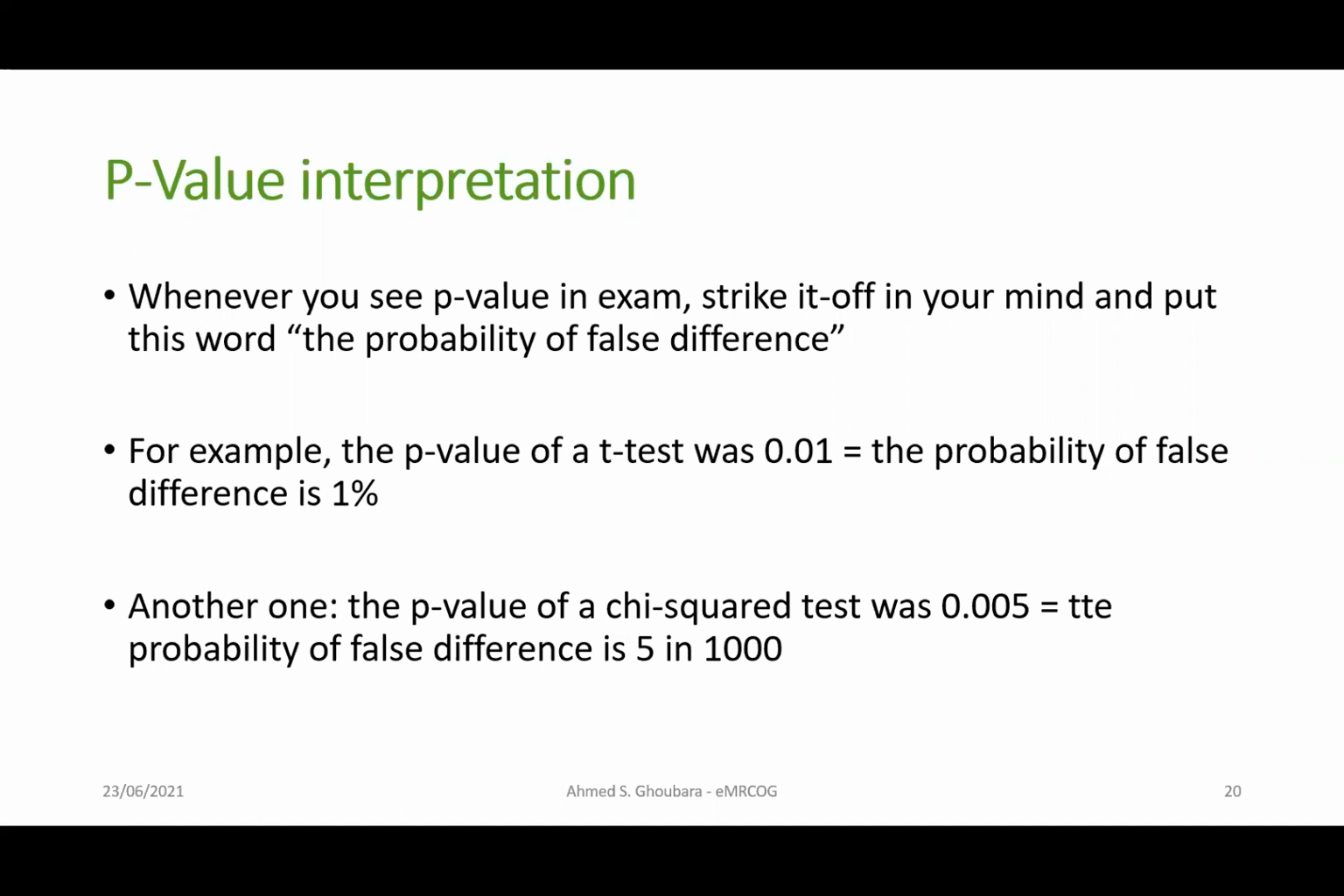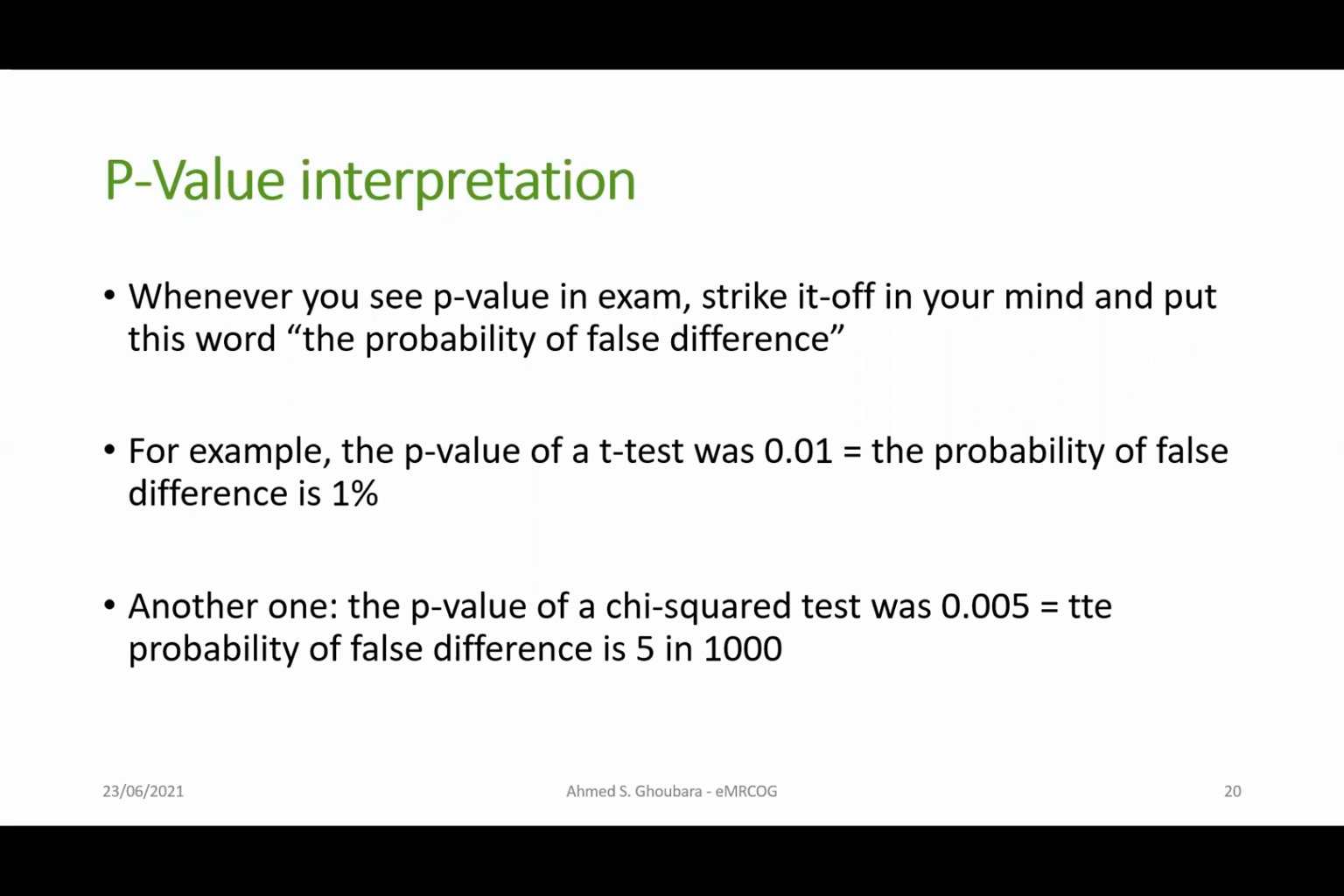So suppose that the t-test told you that the p-value of the t-test was 0.01. I will come to the concept of the t-test and chi-squared and the type of statistical test later on, but today we just need to focus on the idea and the concept of the null hypothesis and statistical errors, okay?